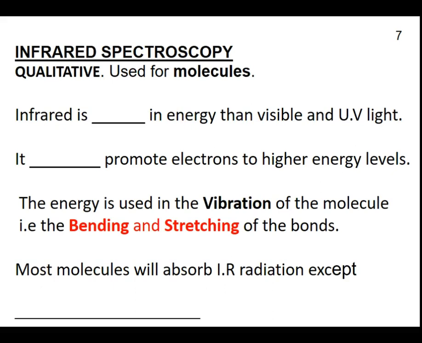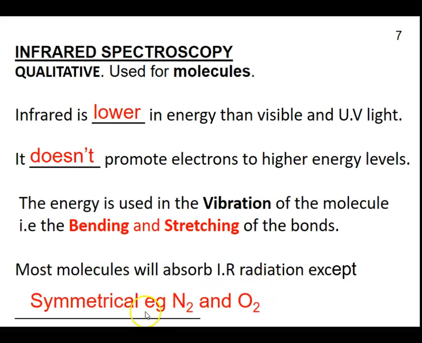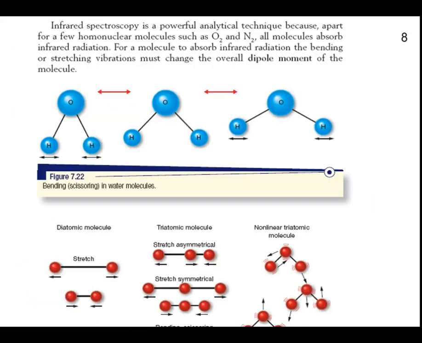Okay, so take some notes. Infrared is qualitative. It's used to work out what the molecule is. Infrared is lower in energy than visible and UV light. It doesn't promote electrons to higher energy levels. The energy is used in the vibration of the molecule, the bending and stretching of the bonds. Most molecules will absorb infrared radiation, except symmetrical molecules like nitrogen or oxygen. These are notes in your book about what happens: the bending of bonds, twisting, stretching, the movement.